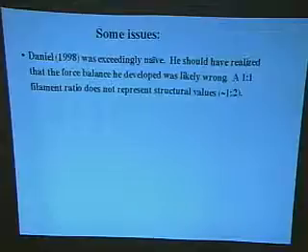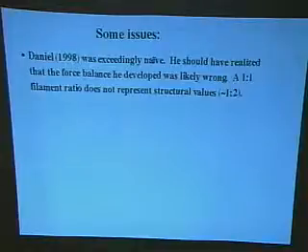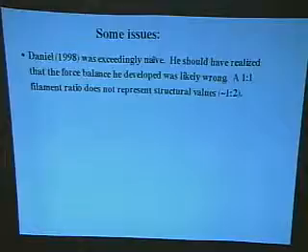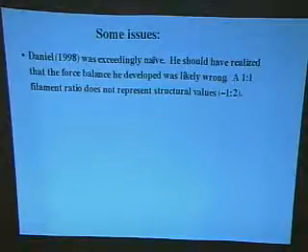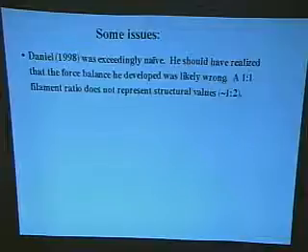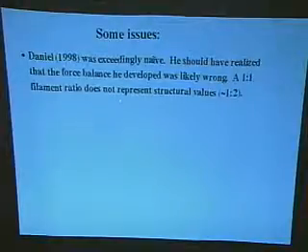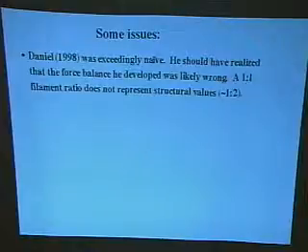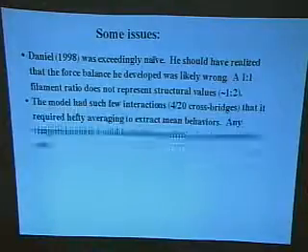There's some issues, however, with what we did. That was old. That was 98. We were naive. Okay, so you can only say this when you're the author. Daniel was exceedingly naive. He should have realized the force balance he developed was likely wrong. I had one thick filament, one thin filament. Yes, I had the spacing right, but it was a 1-to-1 ratio. Okay? Filament ratio does not represent the true structural values in three-dimensional lattices. So Daniel blew it there.